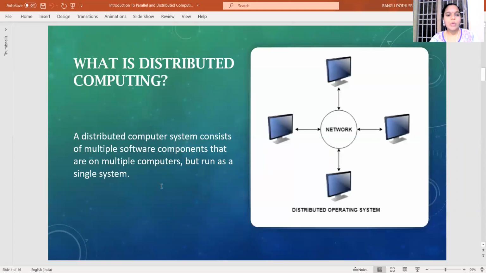Now let me discuss what distributed computing is. Distributed computing is a computing system that consists of multiple software components that are on multiple computers but run as a single system. Let us understand this in a clear way. It consists of multiple software components that are on multiple systems.